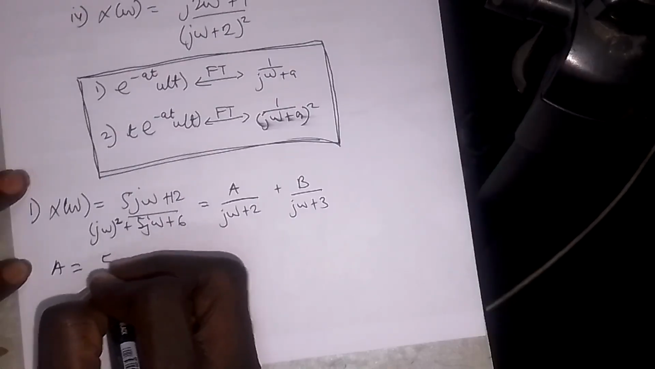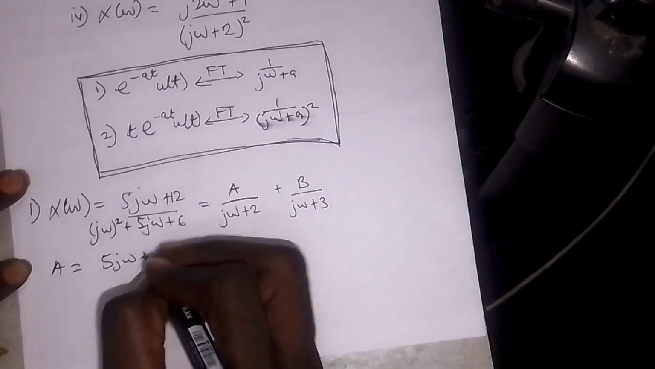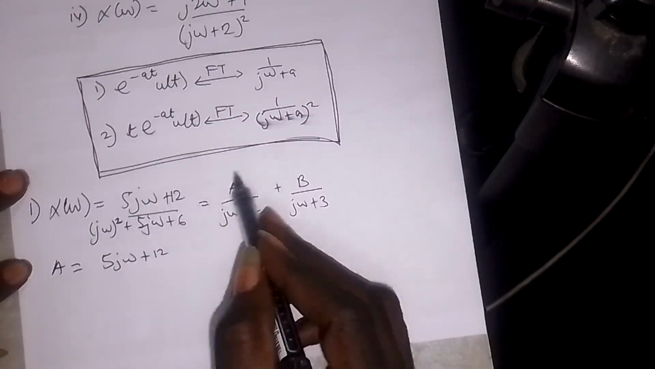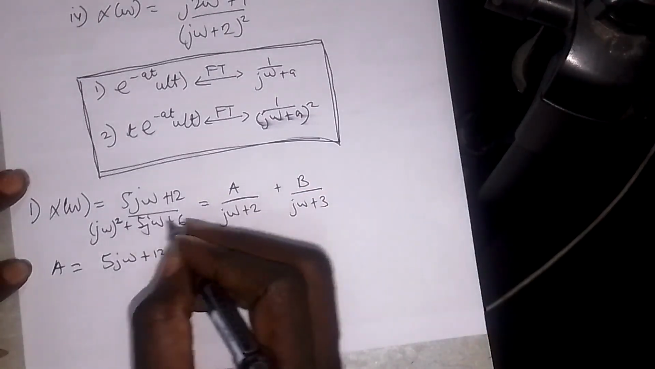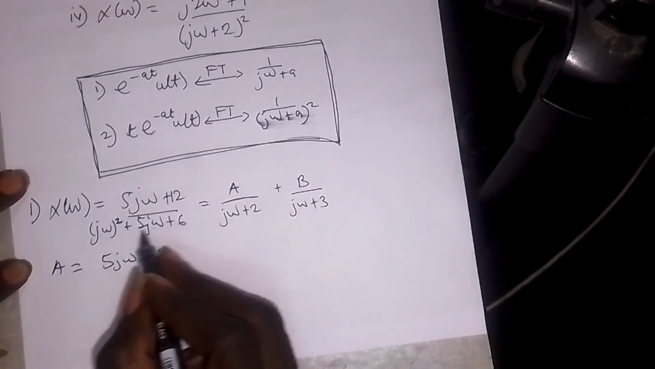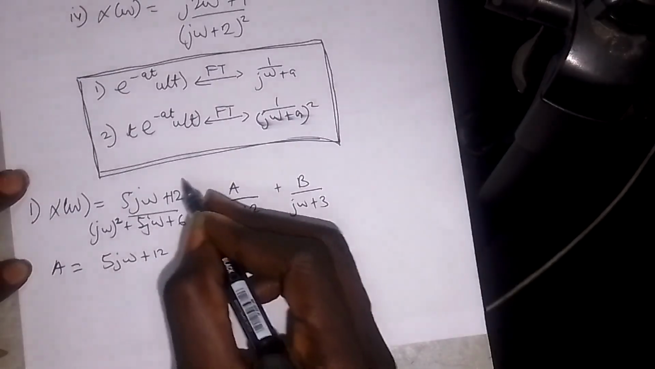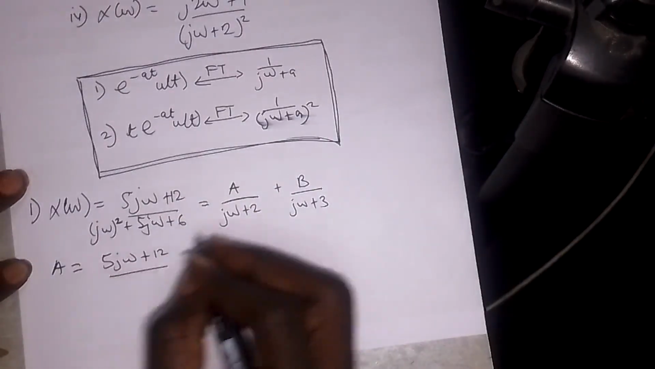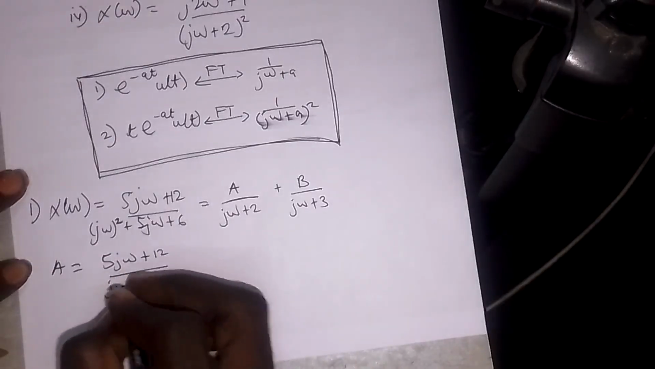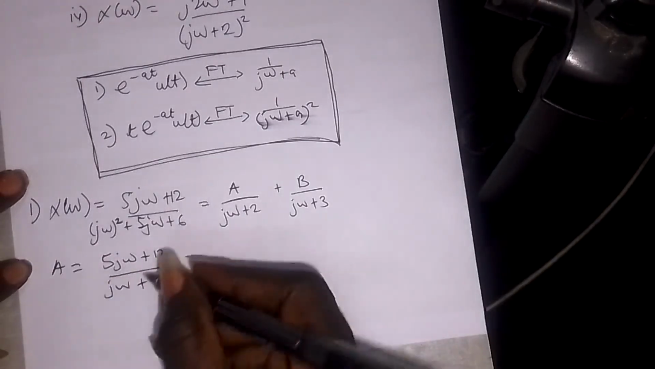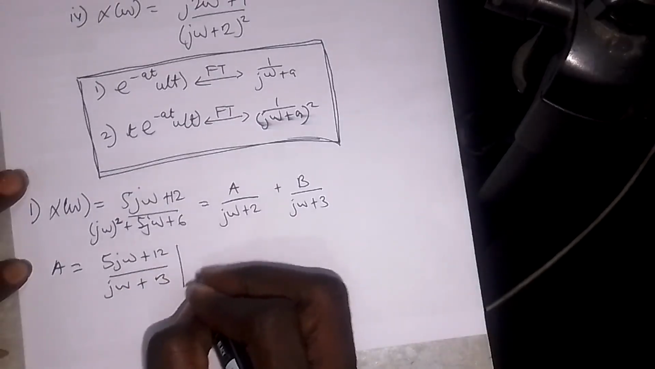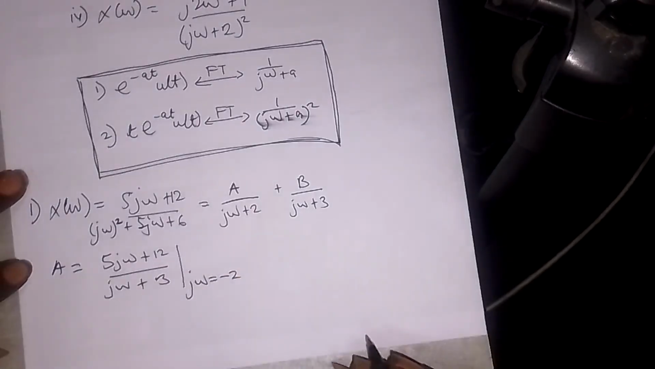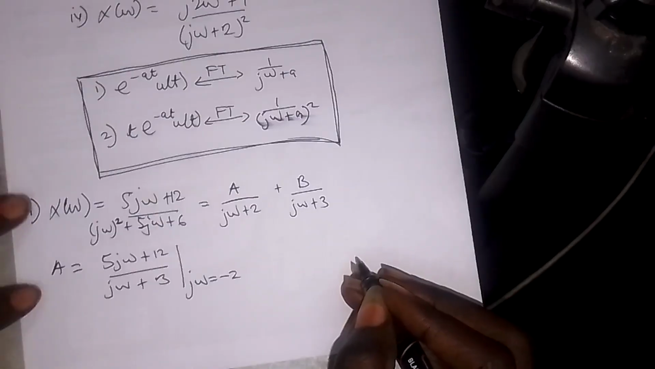okay, A will be equals to 5j omega plus 12. When I multiply through by this one, it will cancel out both of them, because you see that this one is also a product of j omega plus 2 and j omega plus 3. So it will cancel both the j omega plus 2 and the j omega plus 3 over here. So here it will be over j omega plus 3, because the j omega plus 2 will cancel. And then I'll insert j omega equals to minus 2. Okay, so basically it's just this simple.